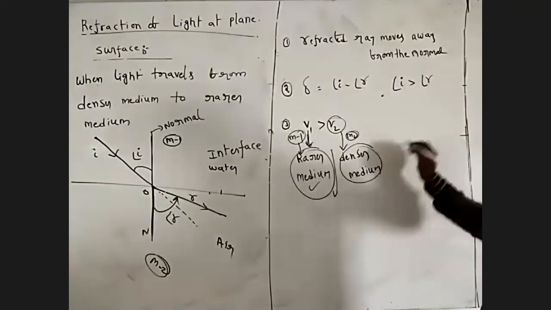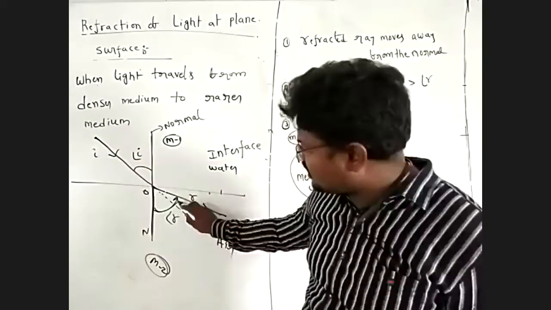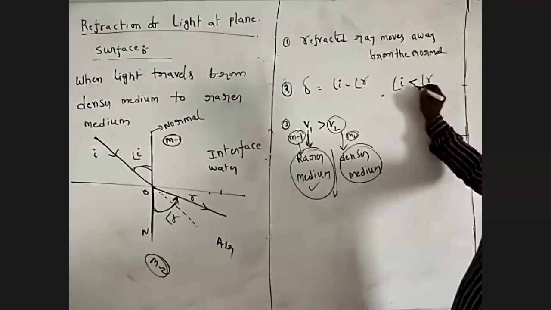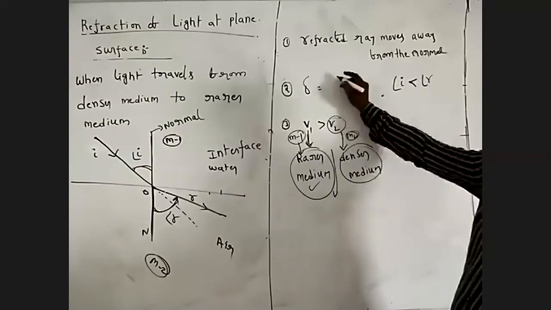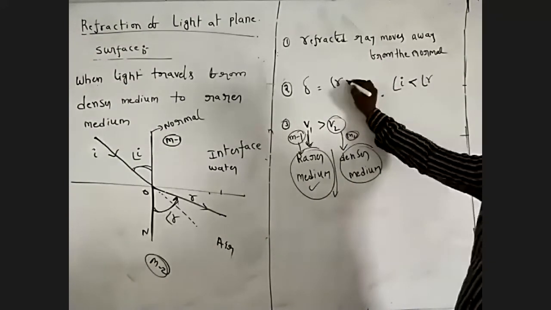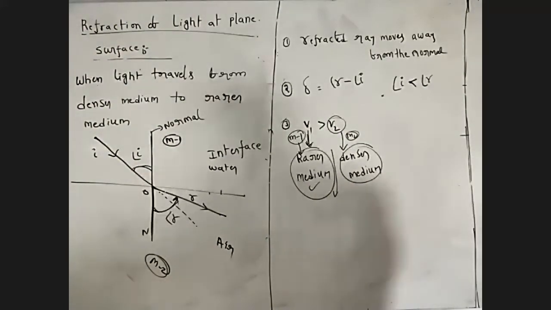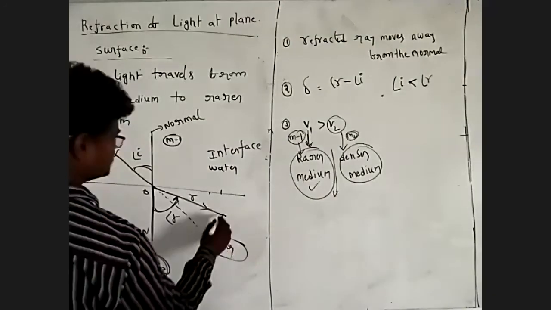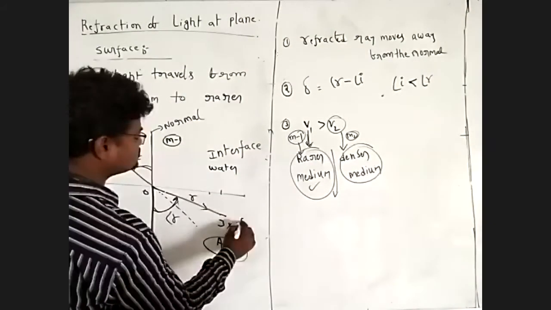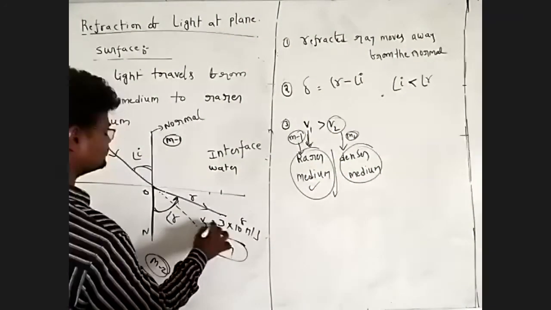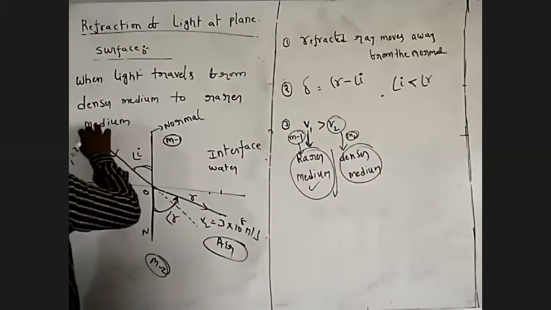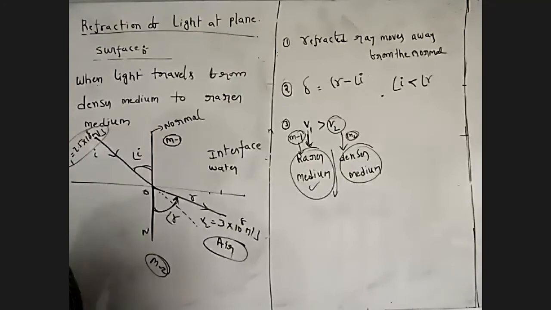Now we will see, this is the angle of R, this is the angle of I. Which one is greater? Angle of R is greater than angle of I. The deviation is angle of R minus angle of I. Now we will see the speed of light here. The speed of light is 3 × 10⁸ m/s. This is V2 and this is V1, 2.5 × 10⁸ m/s.